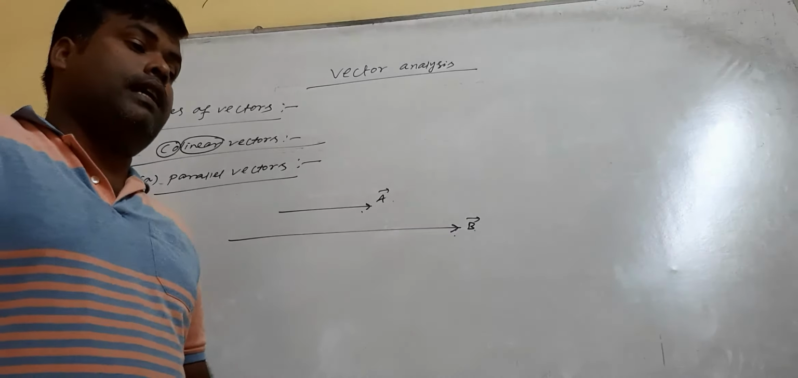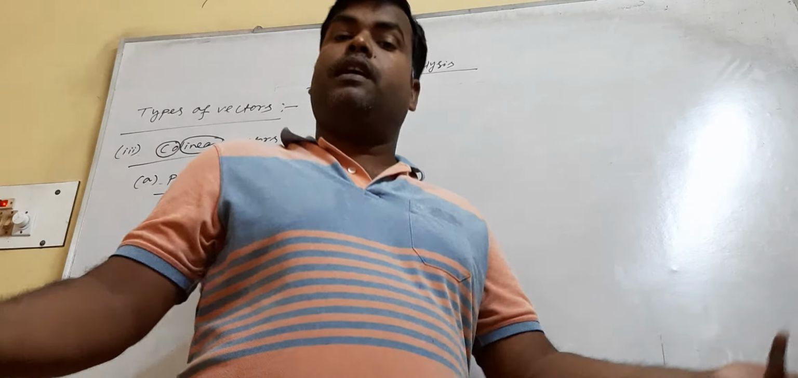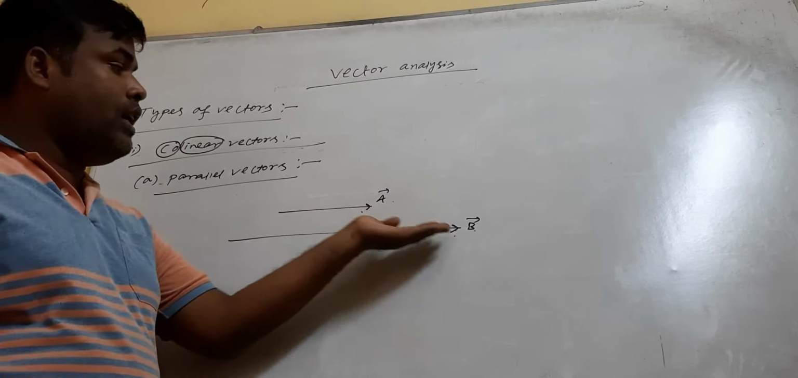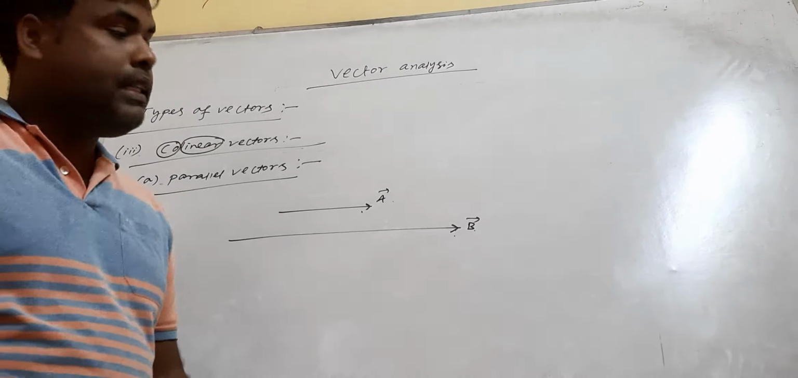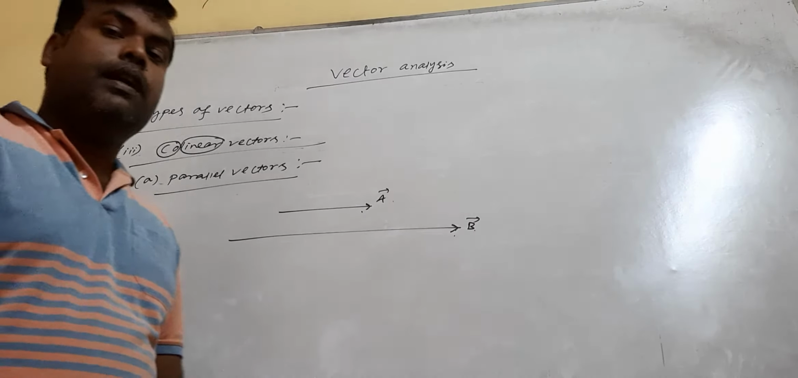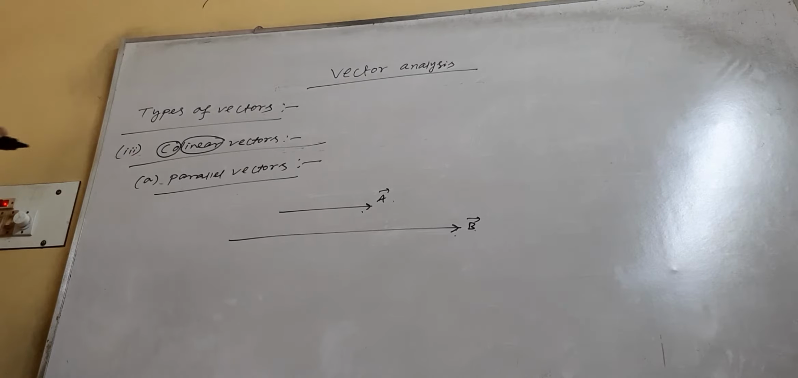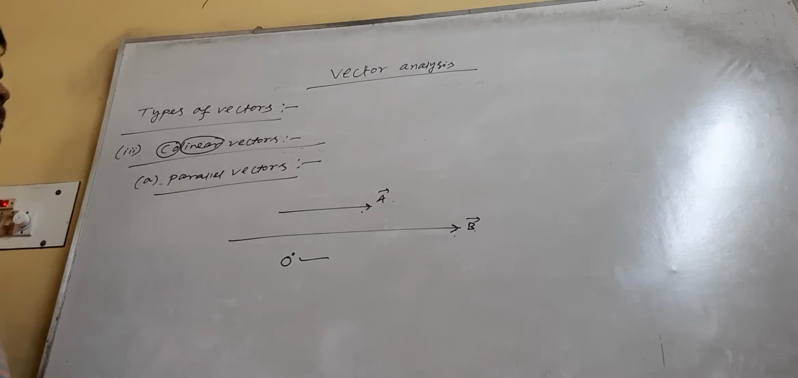So here a question arises: when do two parallel vectors become equal to each other? Definitely, parallel vectors already have the same direction. If their magnitudes are also the same, then two parallel vectors become equal to each other. You remember, the angle between two parallel vectors is 0 degree.